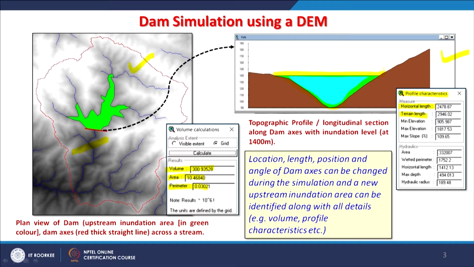Now, here there is the wetted perimeter. The wetted perimeter is the part of the water body which will touch the surface or the ground, not the perimeter of this polygon which you are seeing in the left image. So all these parameters which are required for a civil engineer to decide or design a dam or a reservoir can be extracted from this exercise, that is dam simulation, employing a digital elevation model in a GIS.